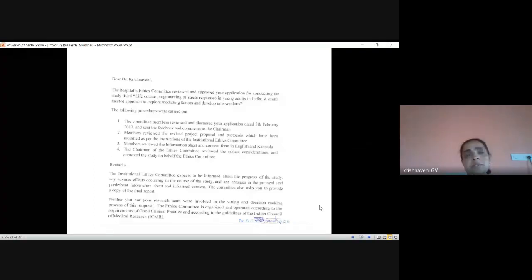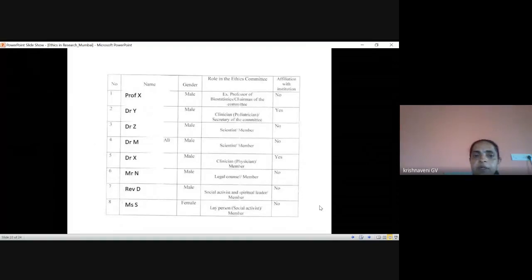In some of the more severe studies, like intervention studies, where you actually do a procedure or test a drug on participants, there is also what is called a data safety monitoring committee, which also reviews any adverse effects happening to the participants from time to time. So that is another level of ethical management of a research. Again, this is an example of the ethics review committee of the institute, Holsworth Memorial Hospital, where I work, and I'm also an ethics committee member.